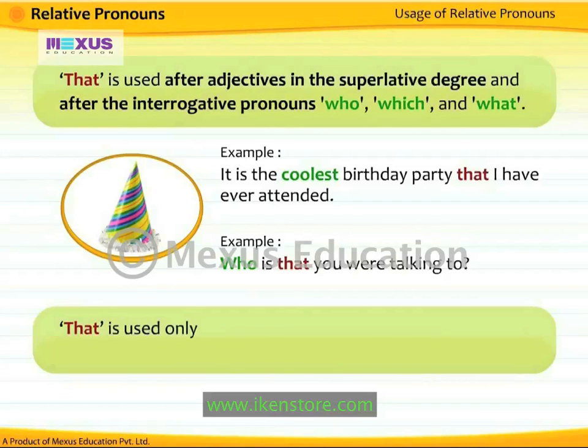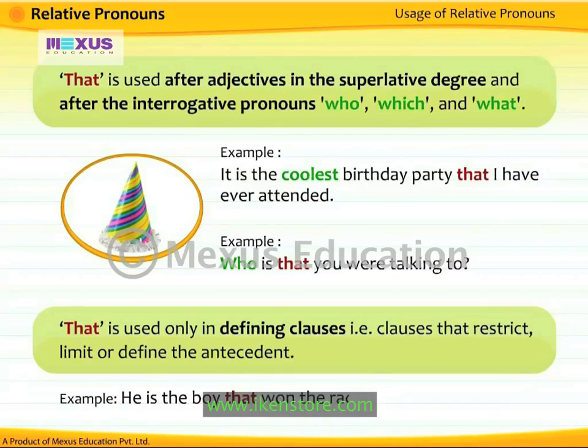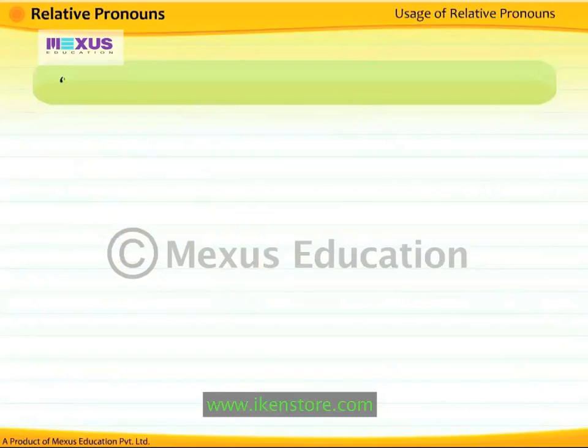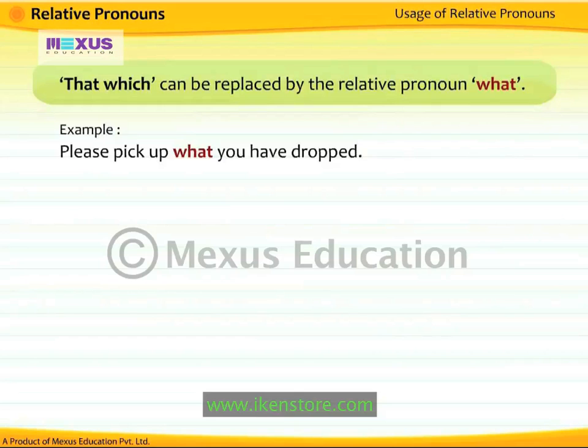That is used only in defining clauses, that is, clauses that restrict, limit, or define the antecedent. These are clauses that provide essential information about the noun being referred to. For example, he is the boy that won the race. That which can be replaced by the relative pronoun what. Please pick up what you have dropped. What replaces that which in this sentence.